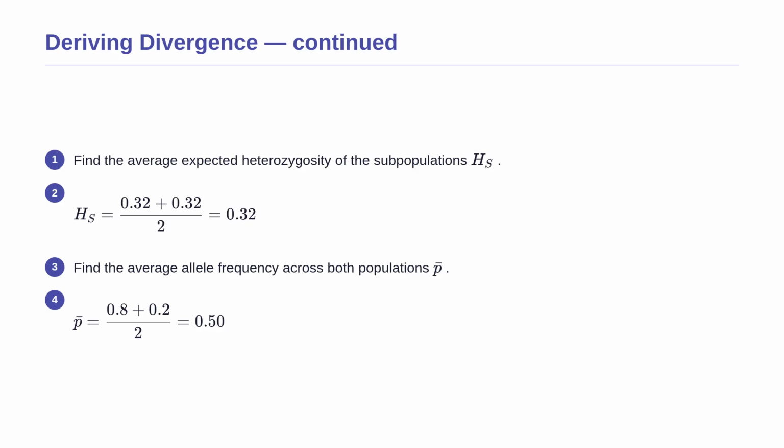Next, we must find the average allele frequency across the entire combined population. We add the allele A frequency of 0.8 from the first group to the 0.2 from the second group and divide by 2. This gives us an average allele frequency of 0.50. Intuitively, this represents what the gene pool would look like if the mountain range suddenly vanished and the beetles completely mixed together.